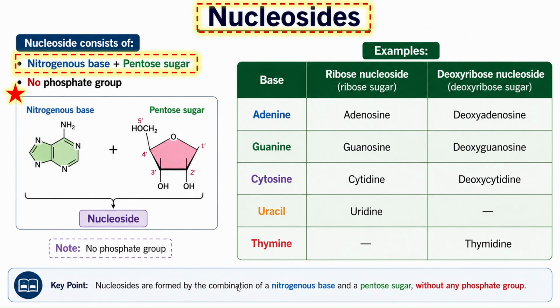Depending on the combinations, we have the following examples: adenosine and deoxyadenosine, guanosine and deoxyguanosine, cytidine and deoxycytidine, and uridine is present in the RNA while thymidine is present in the DNA. This is one of the most commonly asked conceptual differences in the exams.